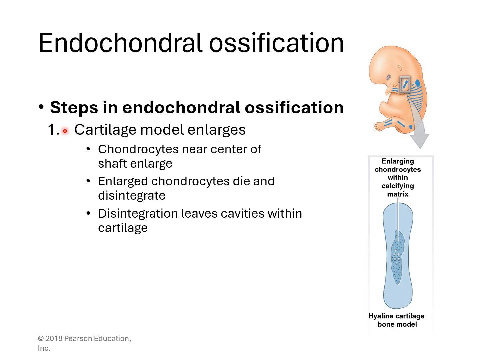So the steps in endochondral ossification. First, the cartilage model enlarges. So you have the hyaline cartilage, and within the hyaline cartilage, you have the chondrocytes within the matrix. What happens here, the chondrocytes near the center shaft enlarge. That means it gets longer. So the chondrocytes start to die and disintegrate. Disintegration leaves cavities within the cartilage.